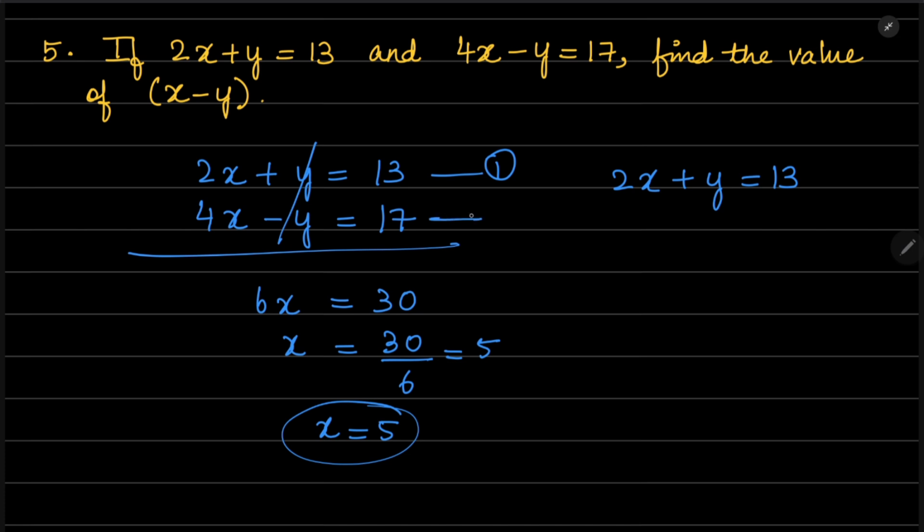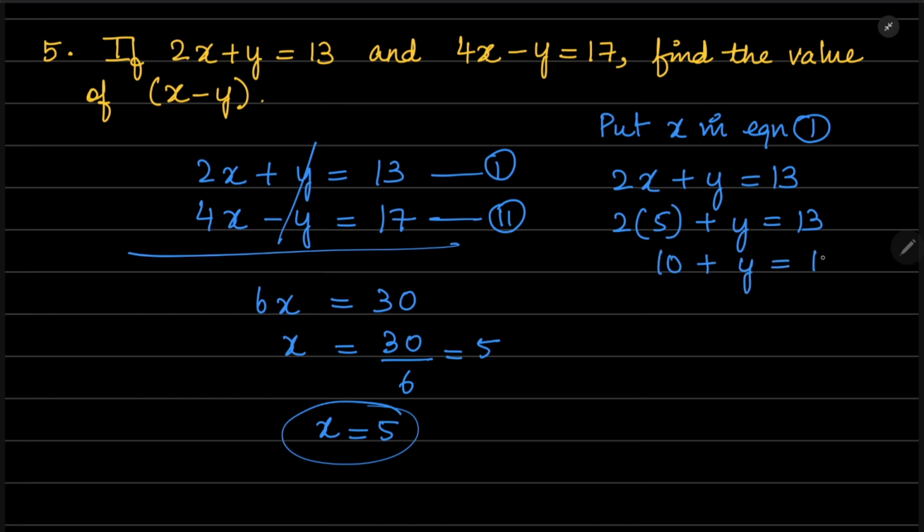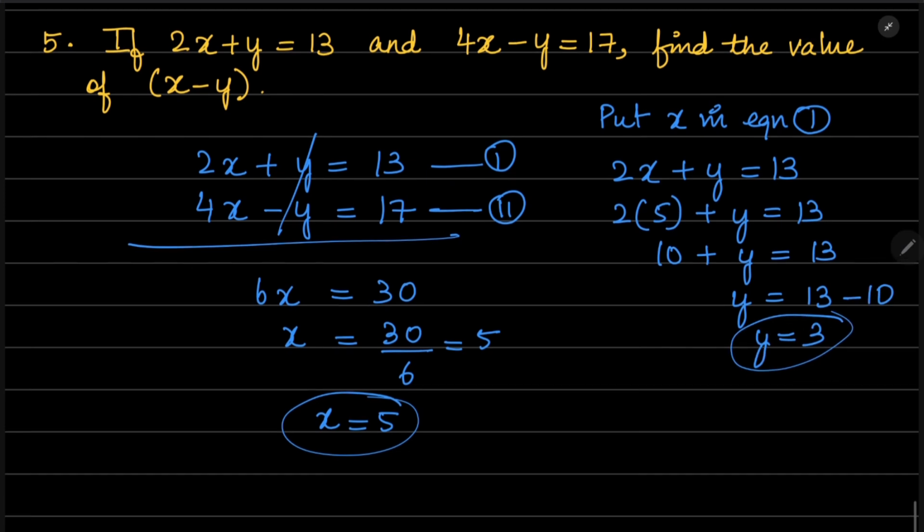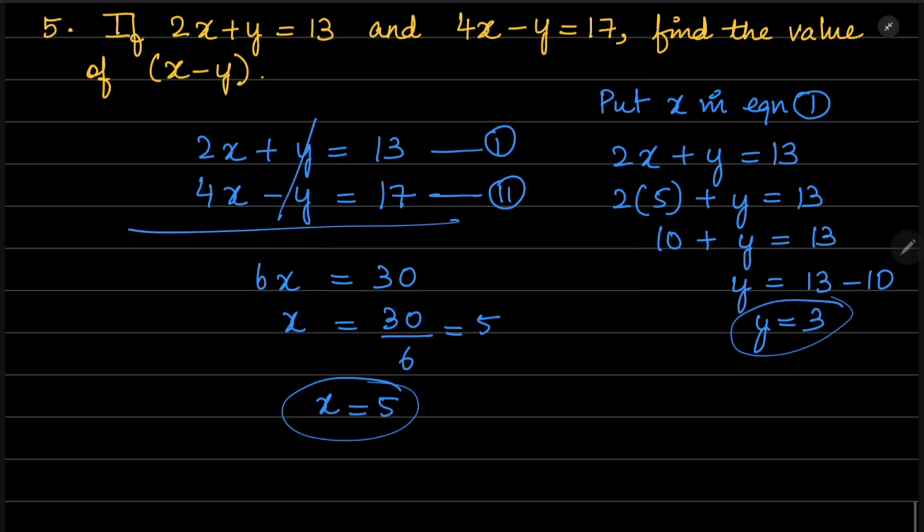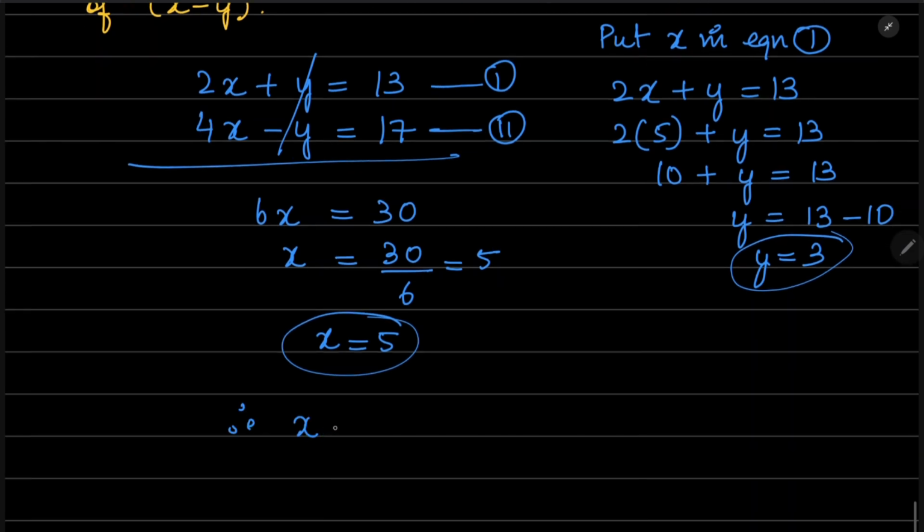Let this be equation 1. Let this be 2. So, you just put x in equation 1. Okay. So, 2 into 5 plus y equal to 13. So, 10 plus y equal to 13, y equal to 13 minus 10, which is 3. So, your y is nothing but 3. But you are not asked x and y. You are asked x minus y. So, you can write therefore, x minus y equal to 5 minus 3, which is 2.